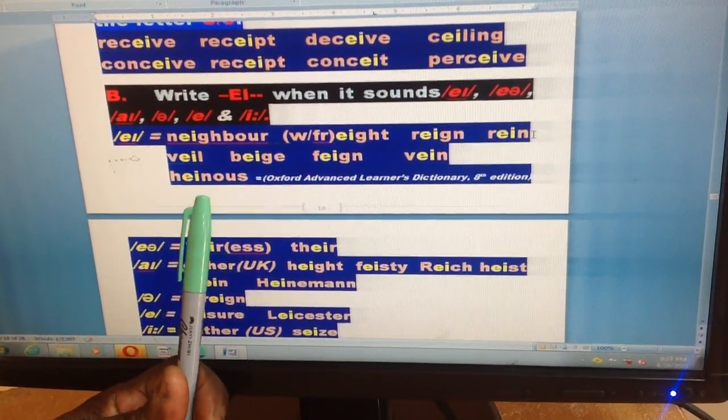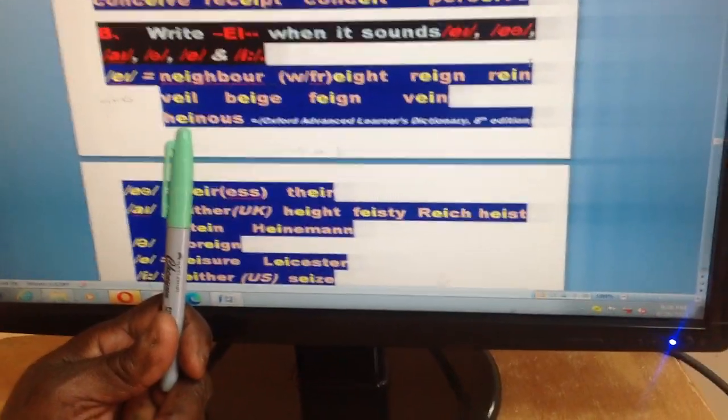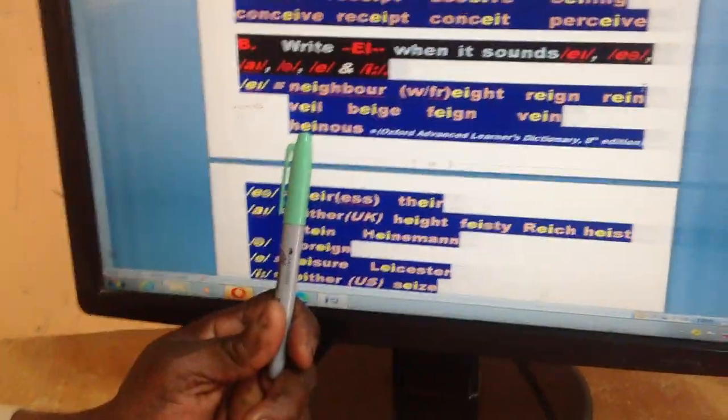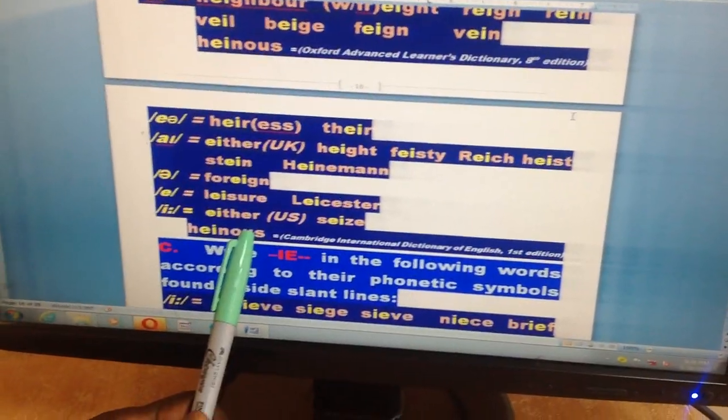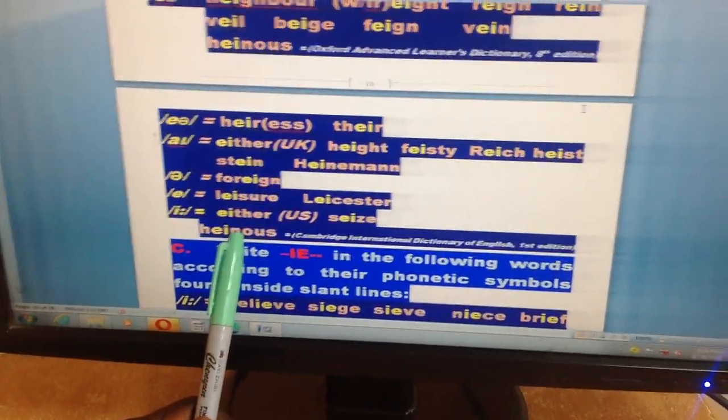When you come to the Oxford Advanced Learner's Dictionary, edition number 8, they will read this word as heinous. But if you go to the Cambridge Dictionary, this word is pronounced as heinous, heinous crime.